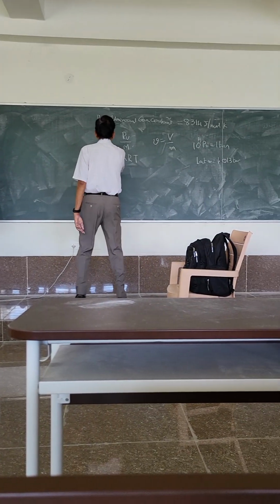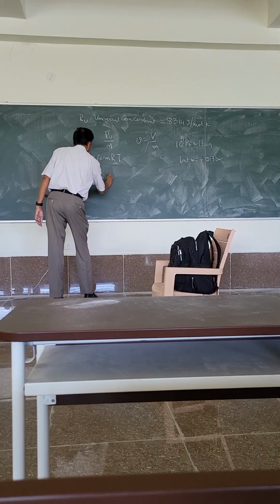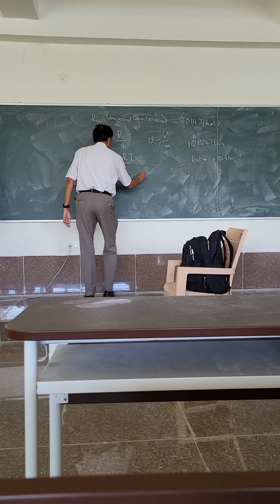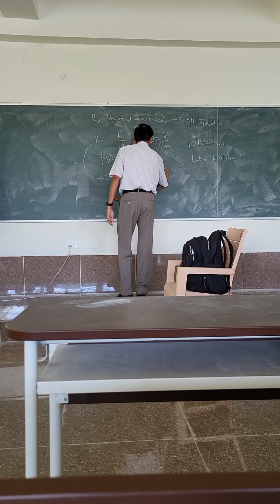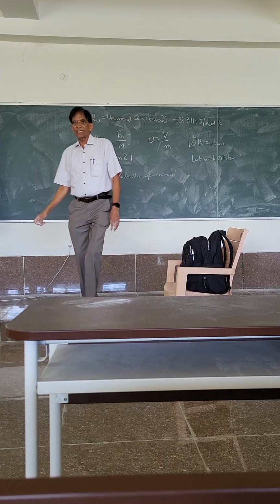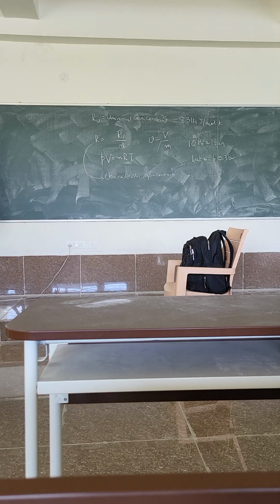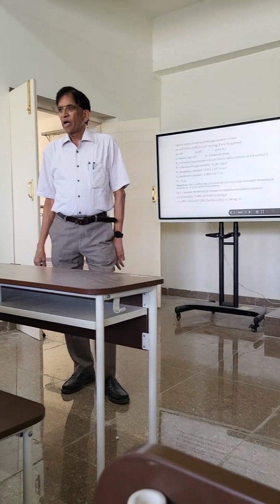This is called the characteristic gas constant. One is the universal gas constant, and the other is the characteristic gas constant. Obviously, you must expect that the characteristic gas constant will be different for each gas. So for nitrogen, it will be 8314 by 28.